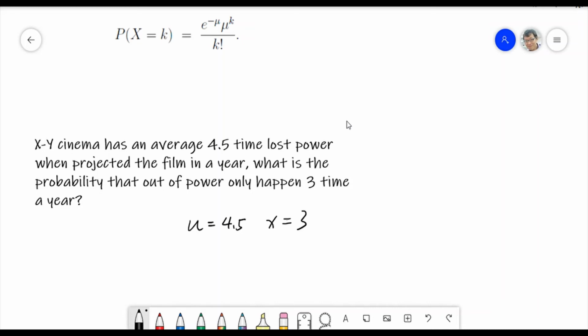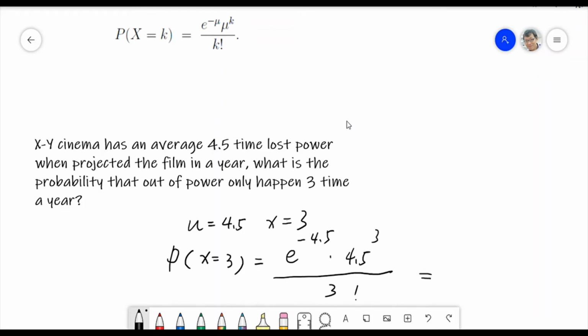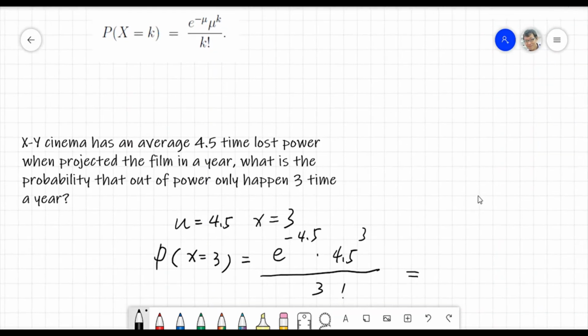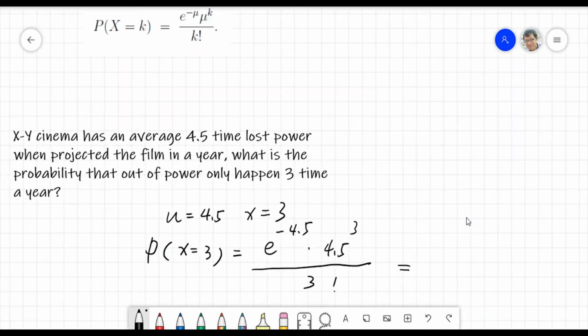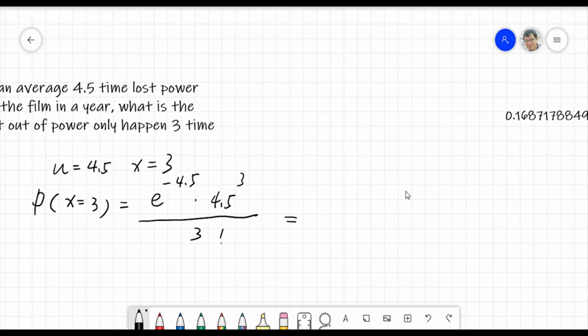It is not like other mathematics where you have to calculate for a long time. This is really short. So x equals 3, and then this equals e to the negative 4.5 power times 4.5 to the third power over 3 factorial. Of course, I will not calculate it here by myself. You would do it by calculator, right? Or you are a genius at calculation. So I just provide the answer that I got.